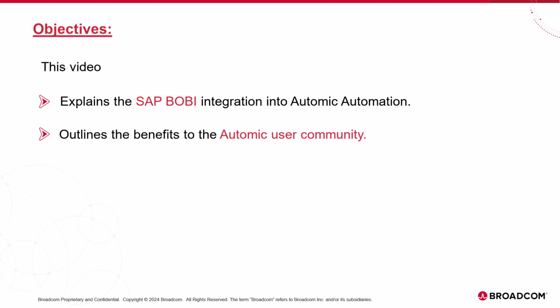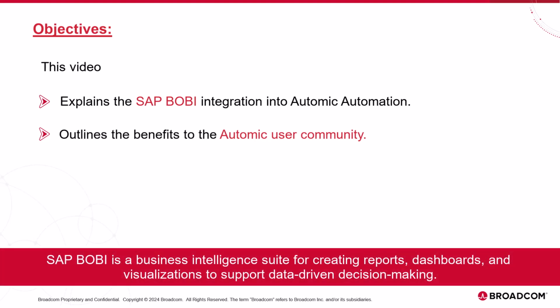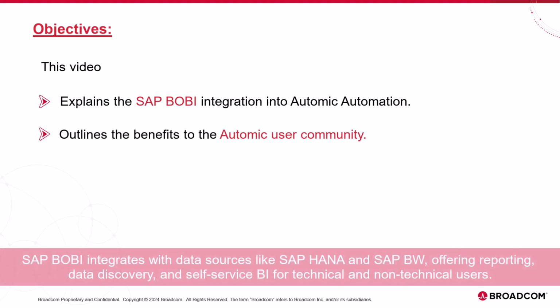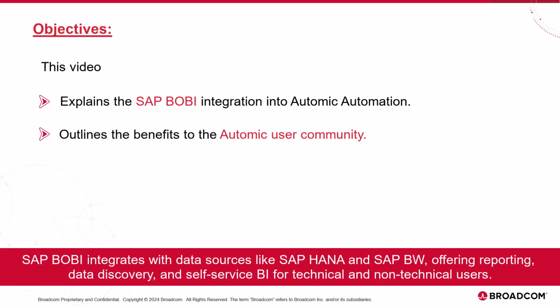SAP Business Objects Business Intelligence, SAP BOBI, is a suite of tools designed for business intelligence and data analytics. It helps users create reports, dashboards, and visualizations to analyze business data, enabling better decision-making. SAP BOBI integrates with various data sources, including SAP HANA and SAP BW, and supports both technical and non-technical users in accessing and analyzing data. Its key features include reporting, data discovery, and self-service BI capabilities.